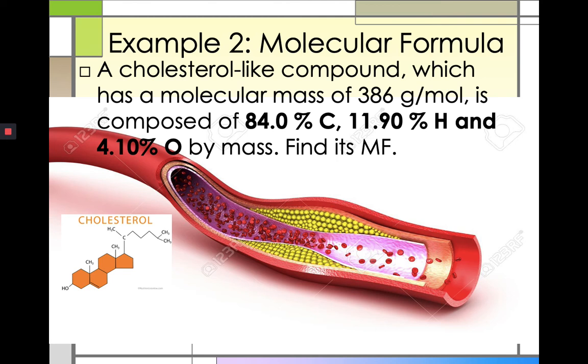So in here we have a cholesterol-like compound which has a molecular mass of 386 grams per mole and is composed of 84.0% carbon, 11.90% hydrogen, and 4.10% oxygen by mass. So, I'd like you to find its molecular formula. You may pause the video and write your solutions on a piece of paper or in your notebook.